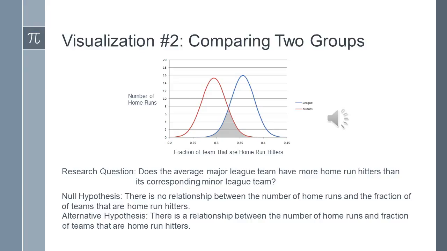The research question is, does the average major league team have more home run hitters than its corresponding minor league team? The null hypothesis states there is no relationship between the number of home runs and the fraction of teams that are home run hitters. The alternate hypothesis states there is a relationship between the number of home runs and fraction of teams that are home run hitters.